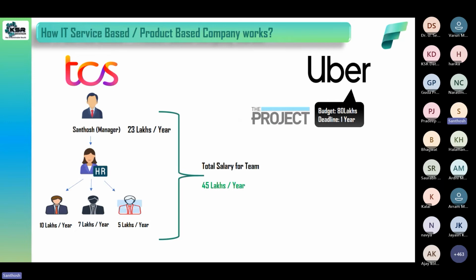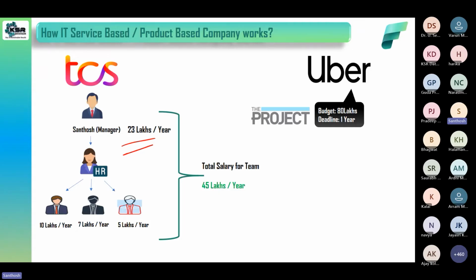Imagine I have to run the show in TCS. In TCS, my package is 23 lakhs. And I've told HR, right? I need one data analyst, one data scientist, one data engineer. I would have requested them, right?